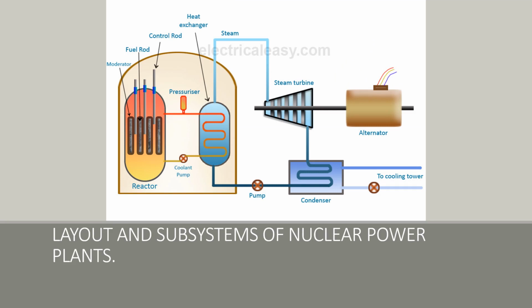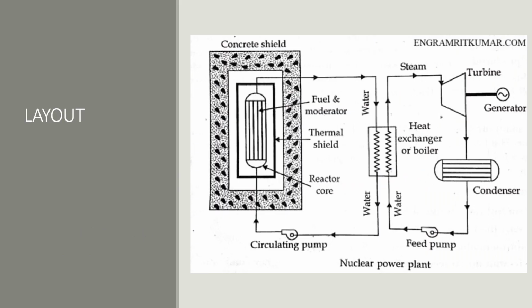So now we'll be discussing the layout and subsystems of nuclear power plants. This is the basic layout of a nuclear power plant. We have a reactor over here. It has a concrete shield which protects it from the outside surroundings. We have fuel rods and moderators over here.